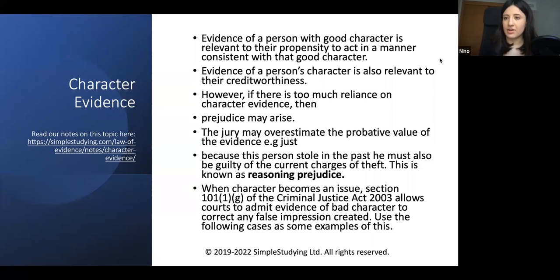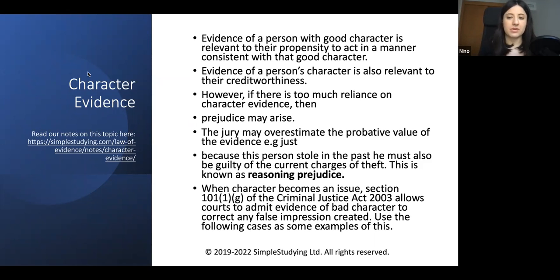Character evidence. Character evidence of a person with good character is relevant to their propensity to act in a manner consistent with that good character. Evidence of a person's character is also relevant to their creditworthiness. However, if there is too much reliance on character evidence, there can be prejudice. The jury may overestimate it.